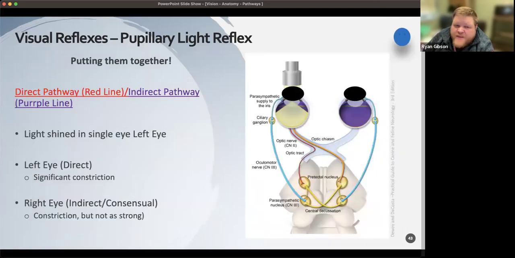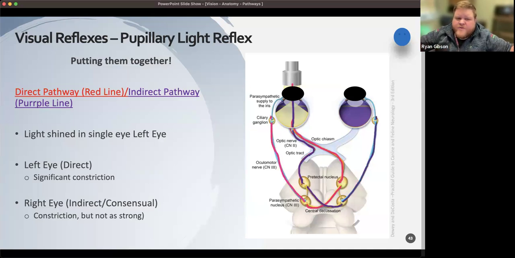Now, let's put these together, because in reality, these two occur together. So I'm going to shine light in this eye. Watch what happens. We got a red line and a purple line. Purple line coming down. Purple line does not decussate. Red line does. Both of them now go to their appropriate pretectal nucleus. They both cross. They both go to parasympathetic nerve, up cranial nerve 3, up to the ciliary ganglion, and they both lead to constriction. But look what happened.